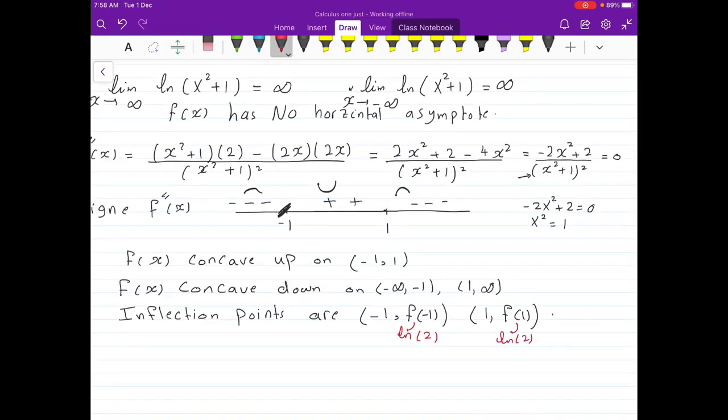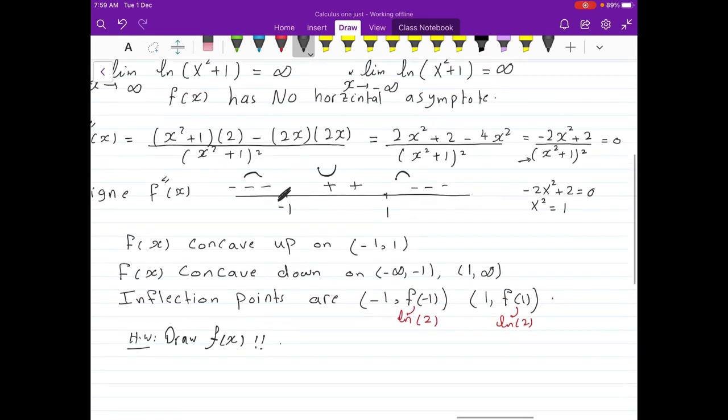Now I will leave it to you to try to sketch the graph, to try to draw this graph. How do we want the shape? So, homework: try to draw this function after knowing all its properties, increasing and decreasing. So in this lecture you must be able to find the intervals of concavity and the inflection points.